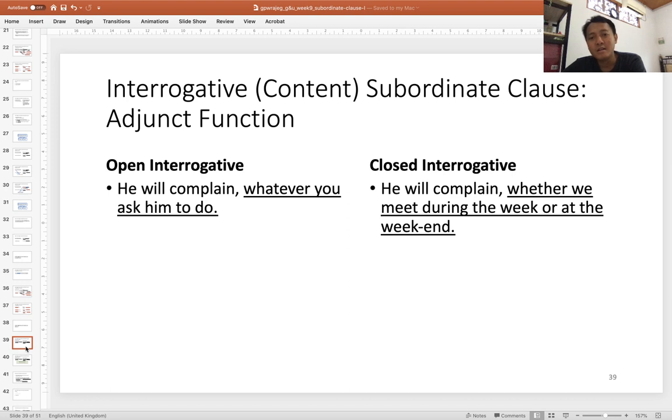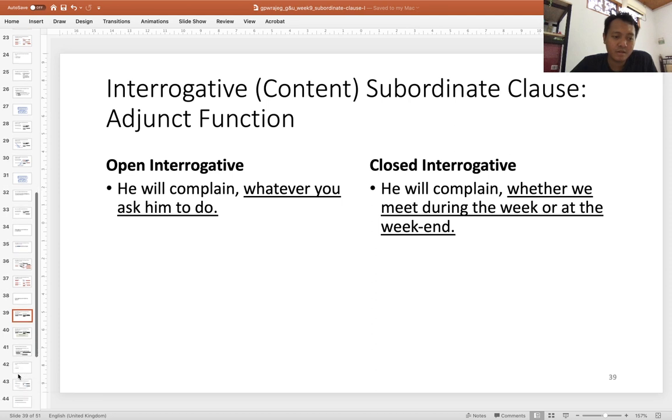And in the closed interrogative, you have two kinds of option that make him complain. "He will complain whether we meet during the week or at the weekend." It indicates that meeting during the week or at the weekend is just not good, because he will complain. He will complain on these two possible meeting days.